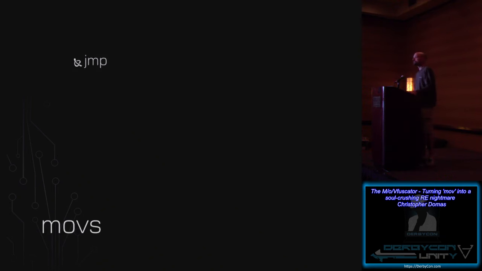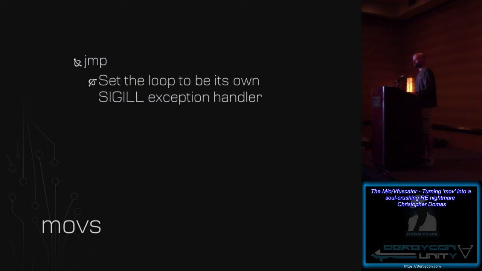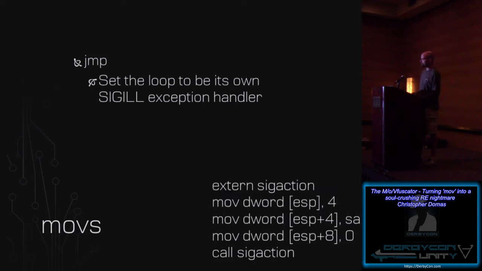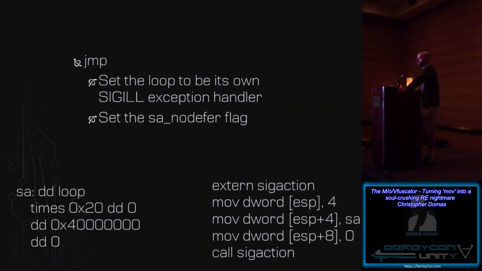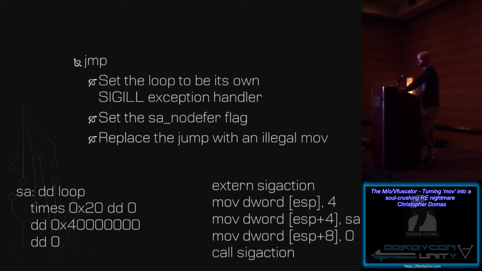That jump at the end, that one's a little bit more complex. There's a lot of ideas I had for getting rid of that final jump. The easiest way I found in the end was to set up our program to be its own illegal signal exception handler. What that'll let us do is tell Linux we want our program to handle its own exceptions. We'll set the SA_NODEFER flag. That'll let us trigger this exception multiple times. And then we're going to replace that final jump instruction with an illegal move instruction instead.